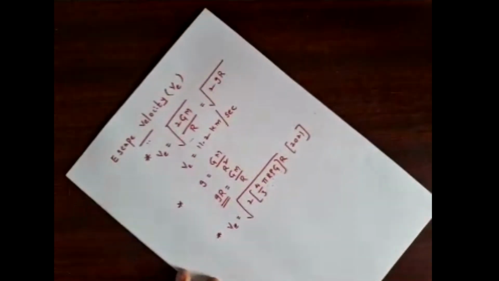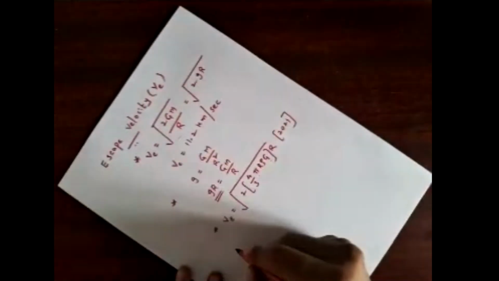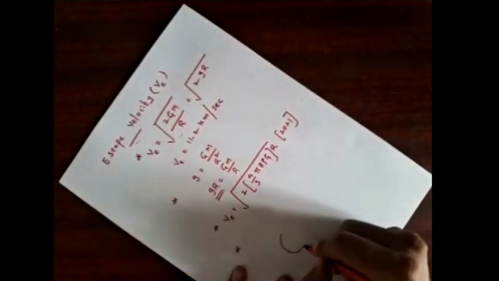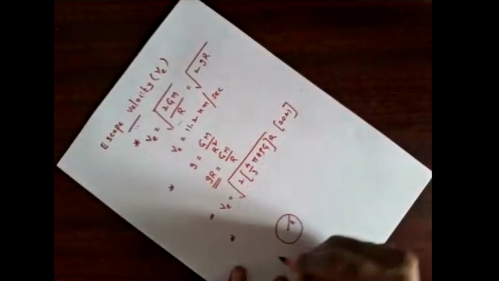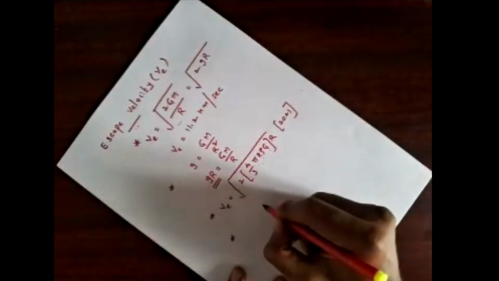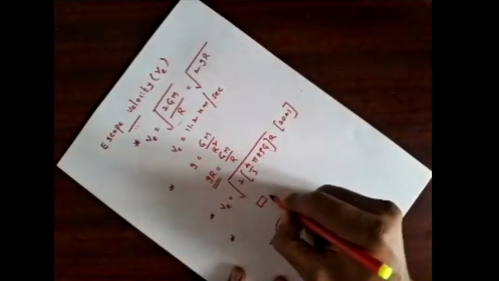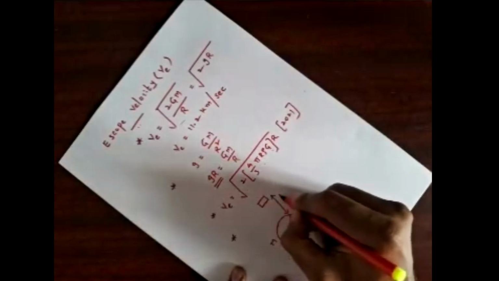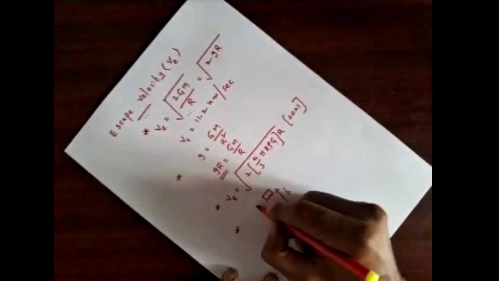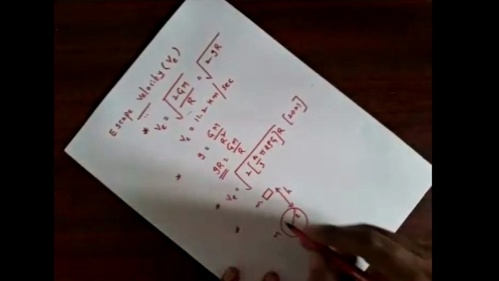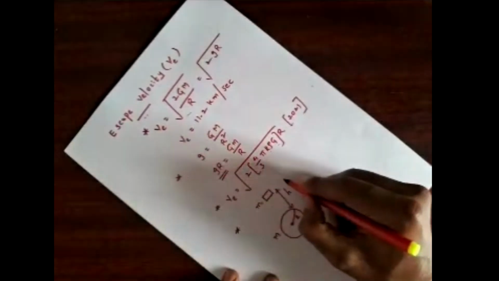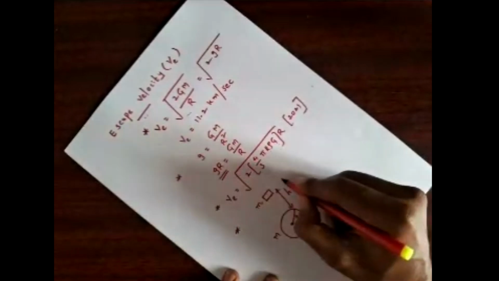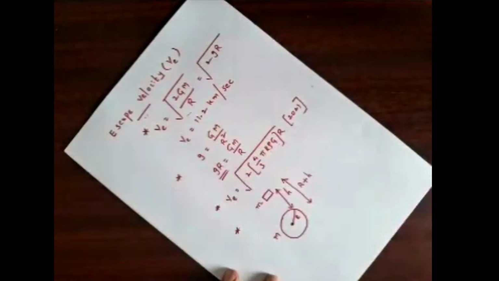Now, another one. For example, this is the planet. The radius of the planet is R and the mass of the planet is capital M. Now, the body is at a height h from the surface of the planet. The mass of the body is small m. What is the total distance of the body from the center of the planet? It is R plus h.